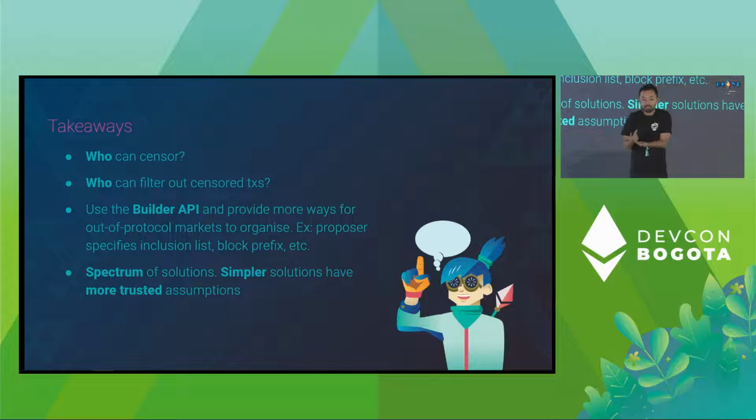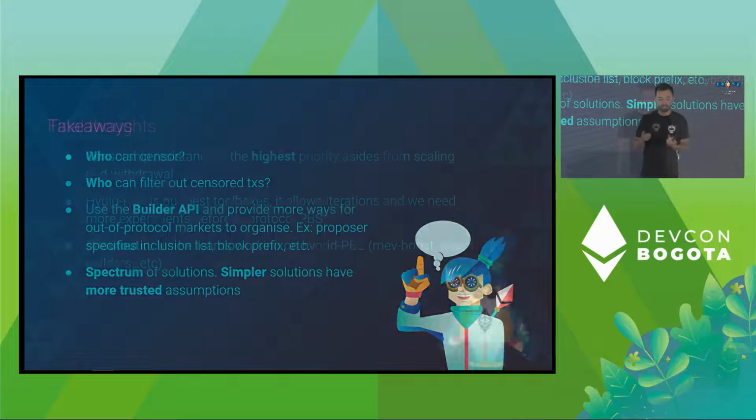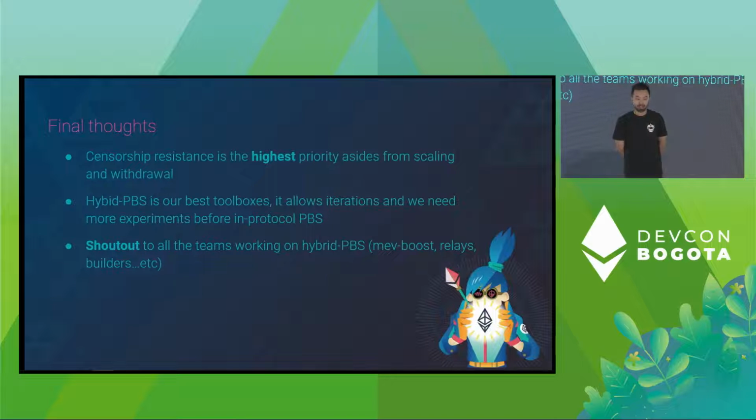But the simplest solution typically has more trusted assumptions, so I'm not sure if that's the way that we want to go. Some final thoughts: for me, censorship resistance should be the highest priority aside from scaling and withdrawal. What is Ethereum if 50% of the transactions are censored, right? That's something that we have to ask ourselves about.